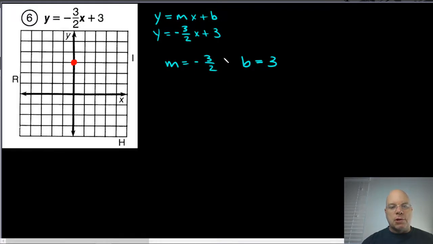We have to apply this slope. Use everything you know about slope to try to plot the next point. Just start at this point that we just plotted and then apply this slope, negative 3/2. Do that during the pause and then come back and check your work.